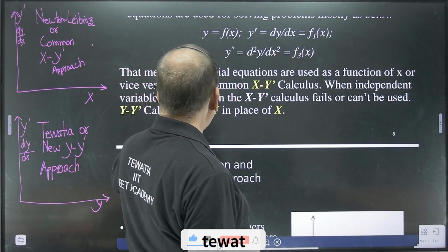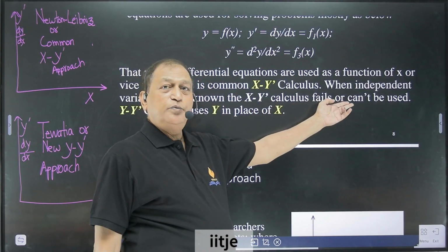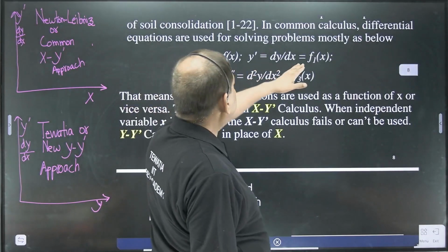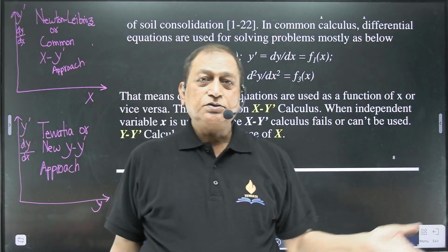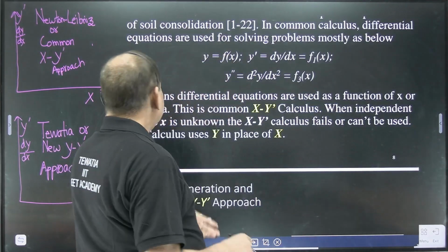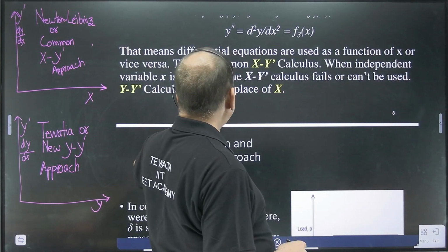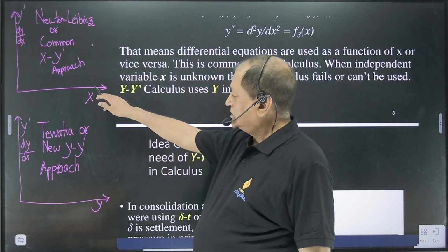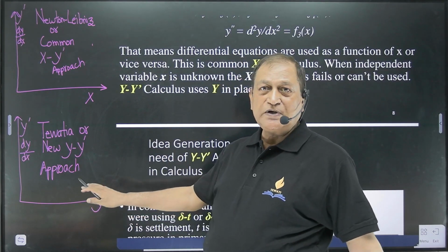So when the independent variable x is unknown, the xy dash calculus fails or cannot be used, because all of these y dash, y double dash and all these are functions of x, and x is unknown. So this fails. YY dash calculus uses y in place of x. So simple, here in place of x, yy dash uses y. That is the simple, basic difference.